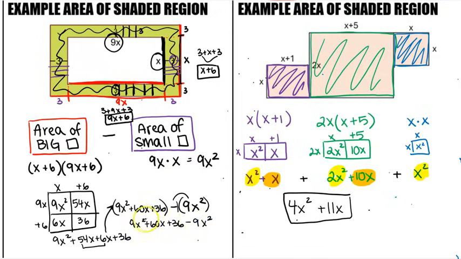I'm going to combine like terms, which happen to be 9x squared and negative 9x squared, which cancel out and leaves me with 60x plus 36. That is an expression that represents the area of that shaded region. So when you have these things that look kind of like rectangular donuts, you're going to find the area of the big rectangle and then take away the area of the small rectangle.